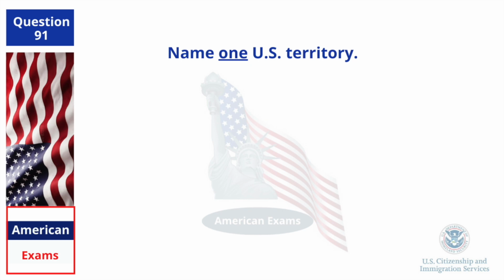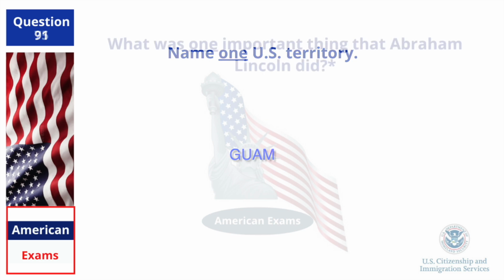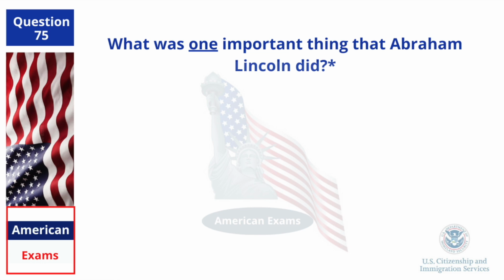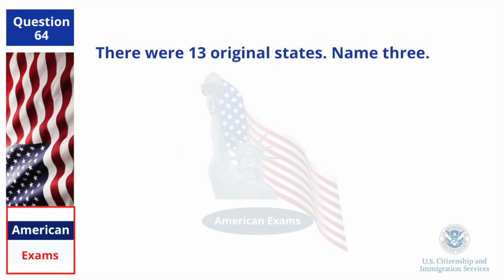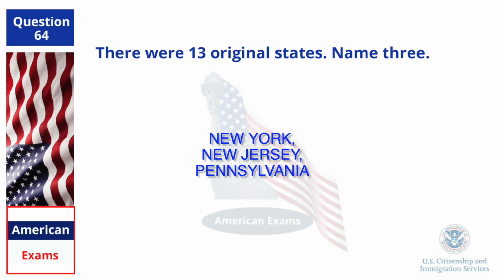Name one U.S. territory. Guam. What was one important thing that Abraham Lincoln did? Freed the slaves. There were 13 original states. Name three. New York, New Jersey, Pennsylvania.